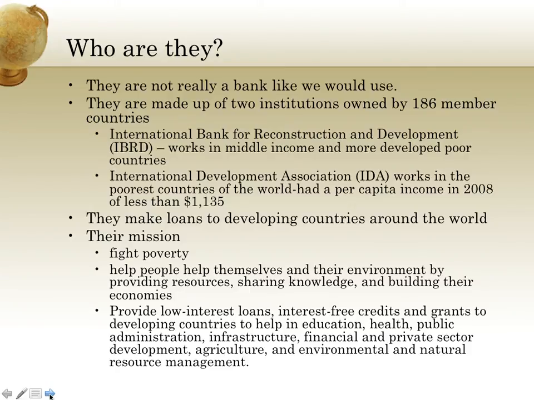What the World Bank does is make loans to developing countries around the world. They make these loans with the mission to do things like fighting poverty, improve the environment, sustain the environment, share knowledge, help build economies. They do this in order to try to stimulate growth in these countries. They'll make these loans, and sometimes, I guess you want to call it a grant, where they don't have to be paid back at all, with the goal that this money will help spur development in those areas.